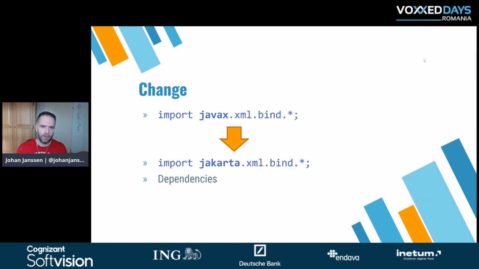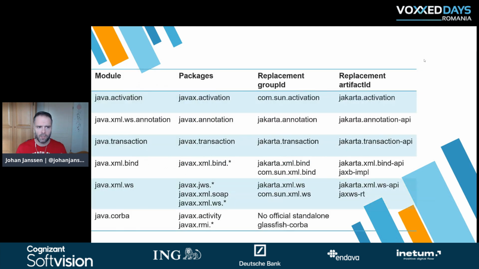That's also perfectly fine. You can see on the left the old modules, and on the right you can basically see the replacement artifact IDs from the Jakarta project. For JAXB and JAX-WS, you need two dependencies, one for the API and one for the implementation. For CORBA, GlassFish provides a replacement because there is no official replacement.